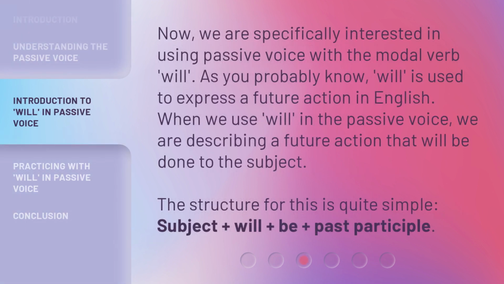Now, we are specifically interested in using passive voice with the modal verb, will. As you probably know, will is used to express a future action in English. When we use will in the passive voice, we are describing a future action that will be done to the subject. The structure for this is quite simple. Subject plus will plus be plus past participle.